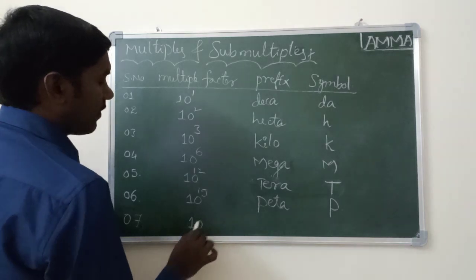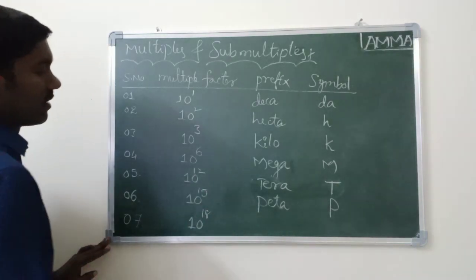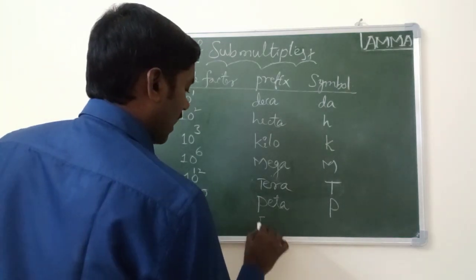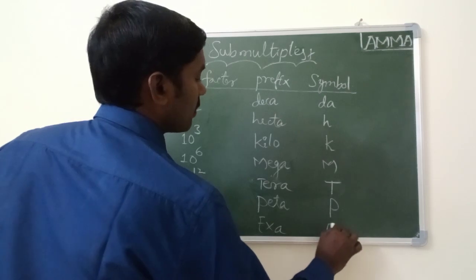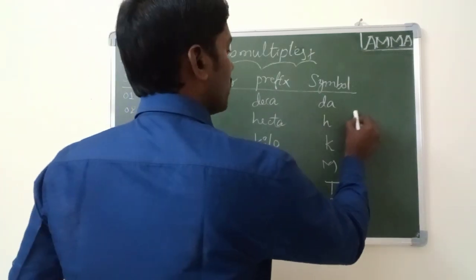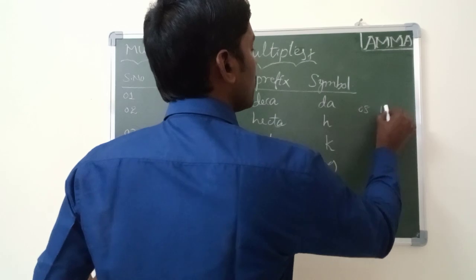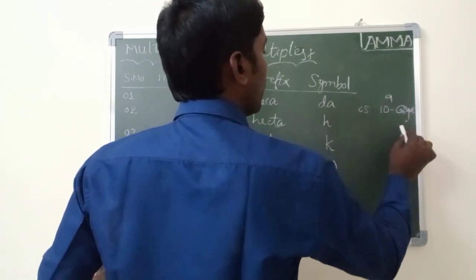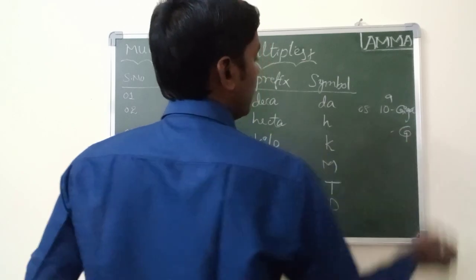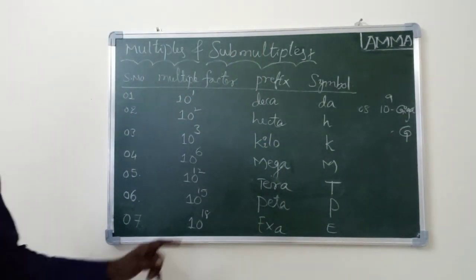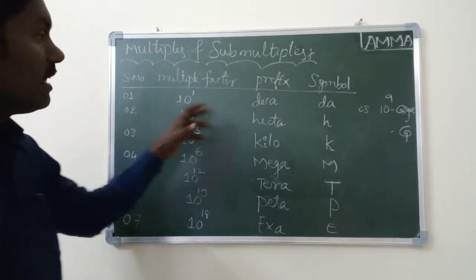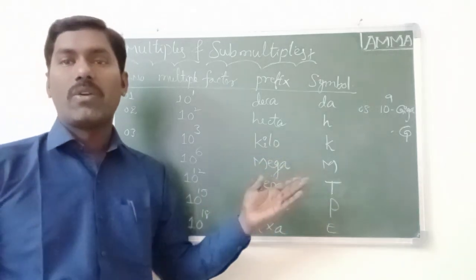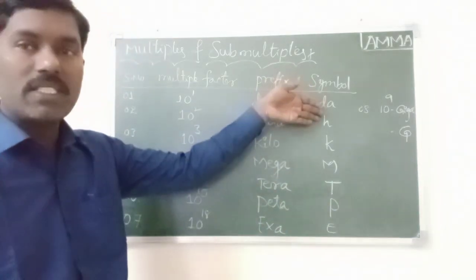The seventh one is 10 power plus 18, which we call exa, represented by E. And the eighth one is 10 power plus 9, which we call giga, represented by capital G. Once again, these are the multiple values of the units when we convert a value from one unit to another unit.